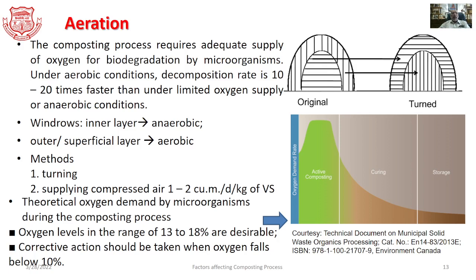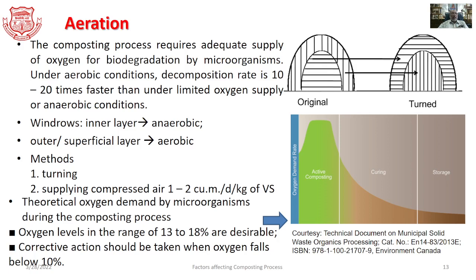However, under aerobic conditions, the decomposition rate could be 10 to 20 times faster than under anaerobic conditions. Usually, if we consider the compost pile in the form of windrows, the inner layers are anaerobic, whereas the outer or superficial layers are aerobic.